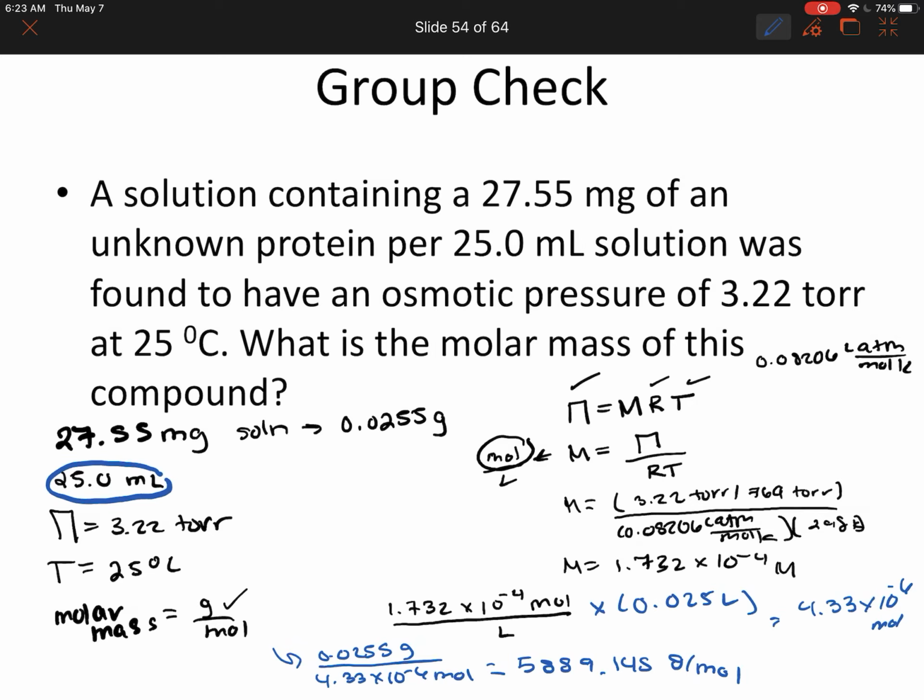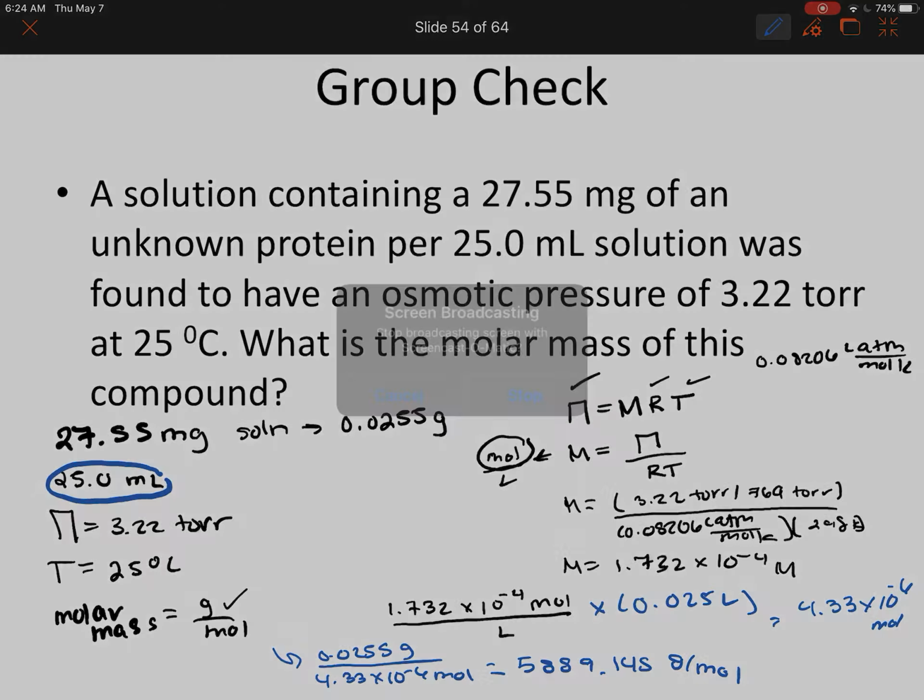Now, as your engagement question, the last one for the day, I want you to go through this and check if there's any mistakes. Does this answer make sense? Were the conversions correct? If so, explain. And if not, explain otherwise. So double check your work and explain to me how you worked through this problem with me.